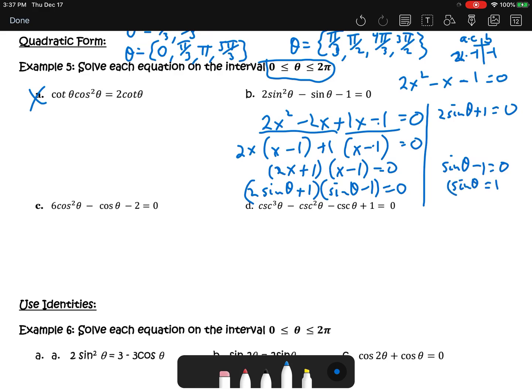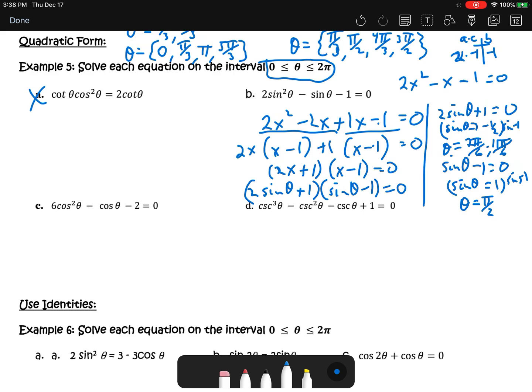So sine theta equals 1. Take the inverse sine. When is sine 1? Pi over 2. That's it, isn't it? Okay, this one, sine theta equals negative 1/2. Subtract 1, divide by 2. Take the inverse sine. When is sine negative 1/2? 7 pi over 6 and 11 pi over 6.